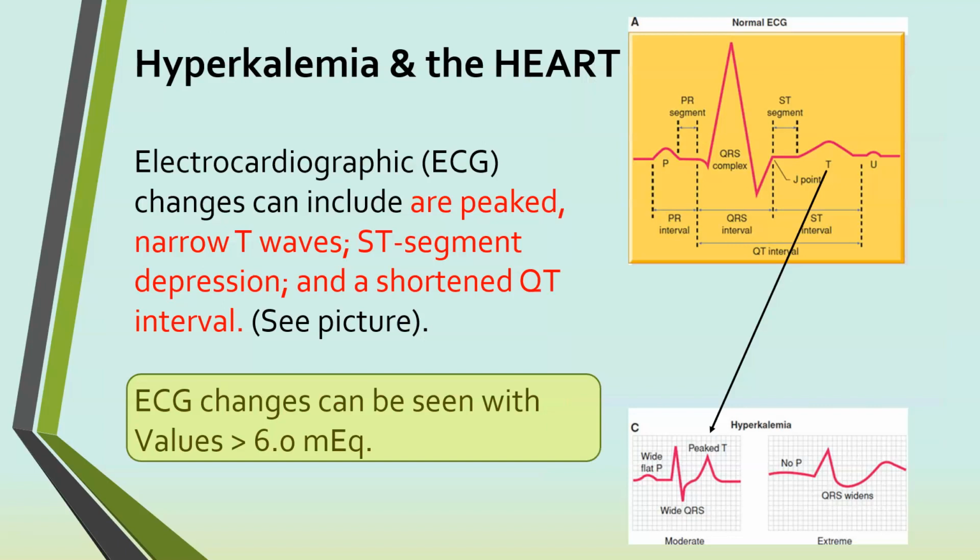So when we talk about hyperkalemia in the heart, EKGs or ECGs will show peaked narrow T waves, ST segment depression, and a shortened QT interval. Typically, you'll see changes with values of 6 milliequivalents or greater. Again, make sure you know with hyperkalemia that you'll see those peaked T waves.